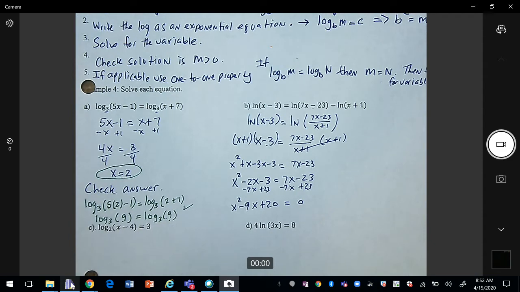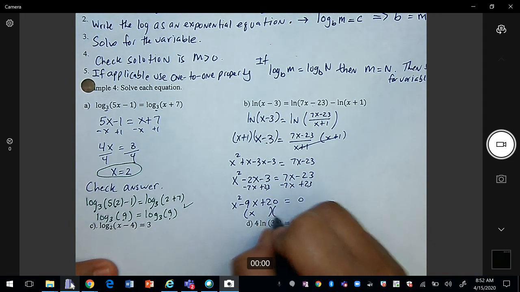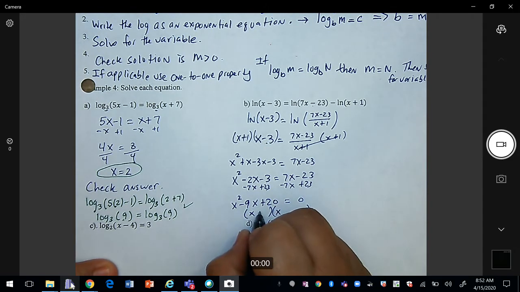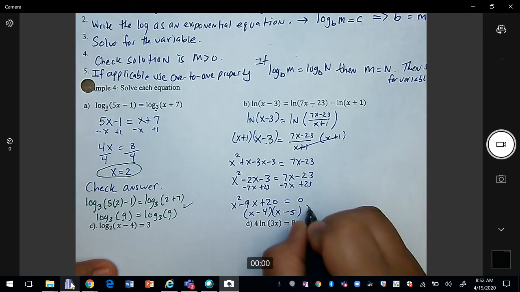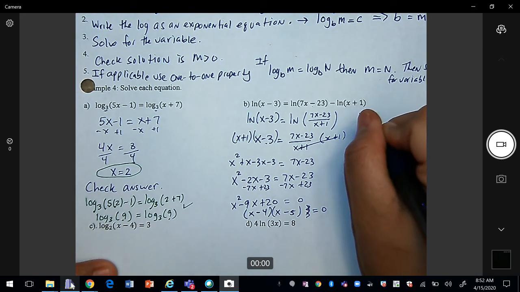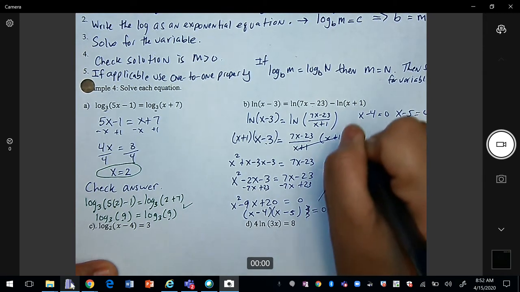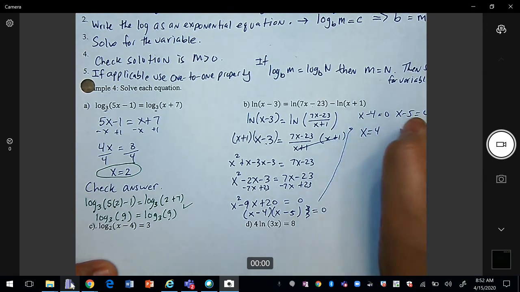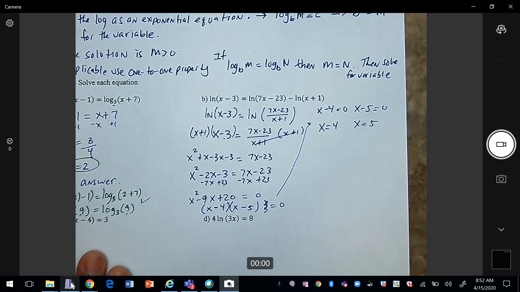And so now we can try to factor, or we can use the quadratic formula. So here I'm going to have x minus 4 and x minus 5 as my factors, and I can set each factor equal to 0. So x is 4 and x is equal to 5. We need to check our solutions.